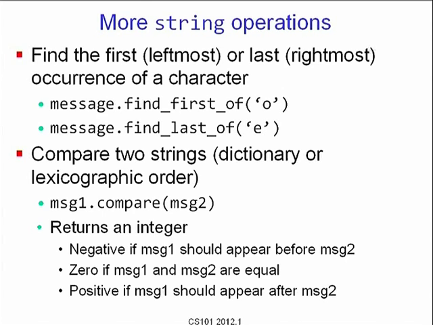You can also compare two strings in dictionary or lexicographic order. That is done by taking two messages and saying message1.compare(message2). And this returns an integer, which can be negative, zero, or positive. If it is zero, it means that the strings message1 and message2 are exactly equal, hello world and hello world. If message1 should appear before message2 in a dictionary or a telephone directory, then a negative number is returned. Whereas if message1 should appear after message2, then a positive number is returned. So those are the conventions.